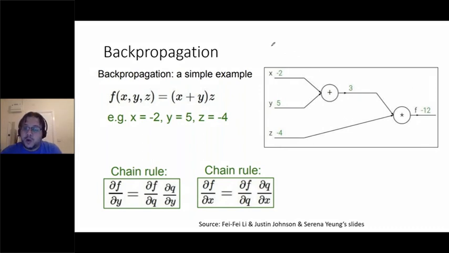We are computing what? x plus y multiplied by z. This is what we are computing, f(x, y, z). We want the derivative of f with respect first to x, to y, and to z. Well, how do we do it? We can do the regular derivatives.